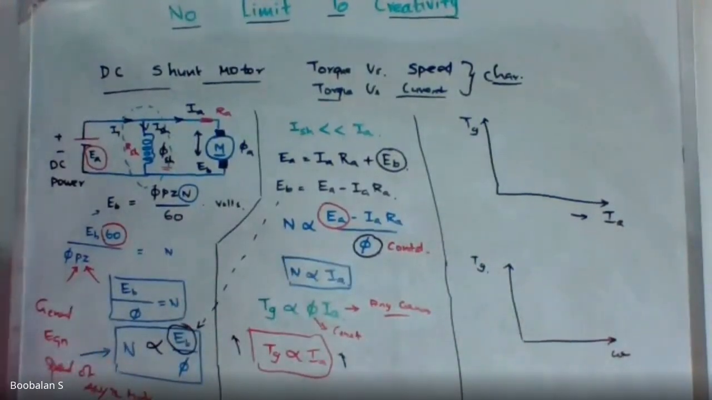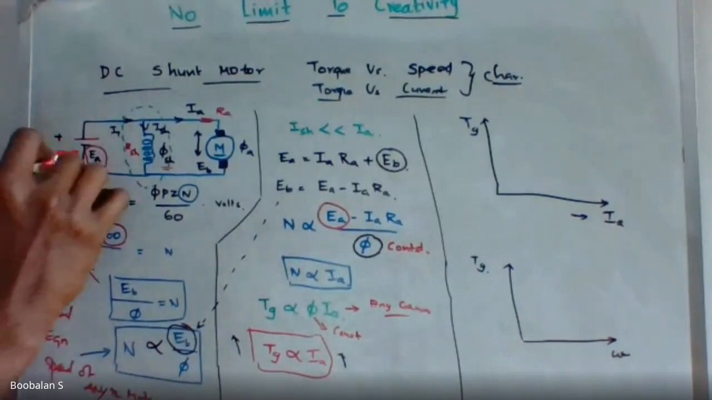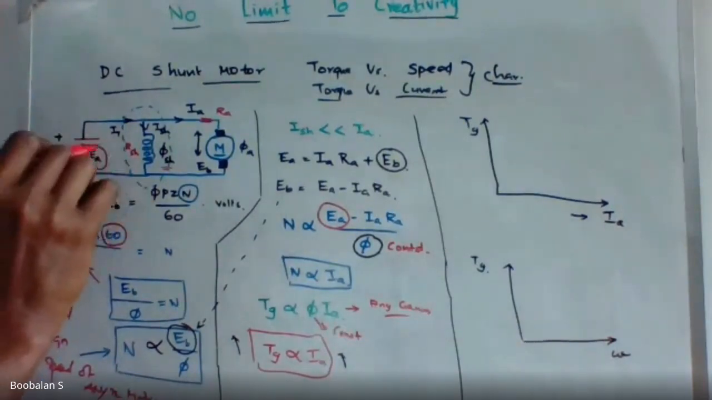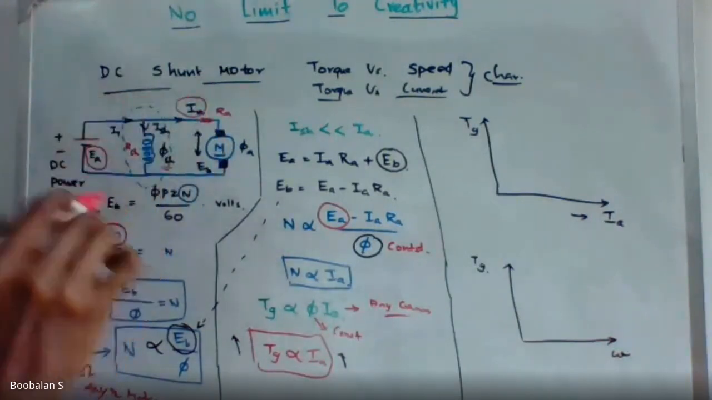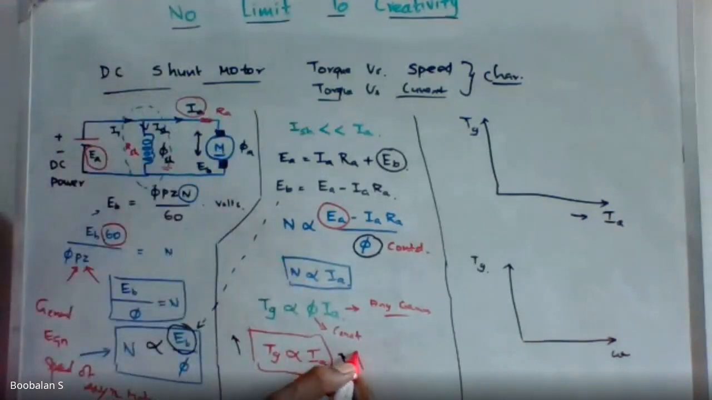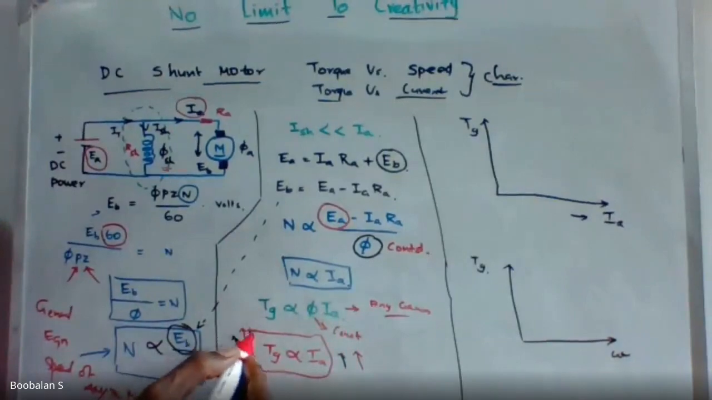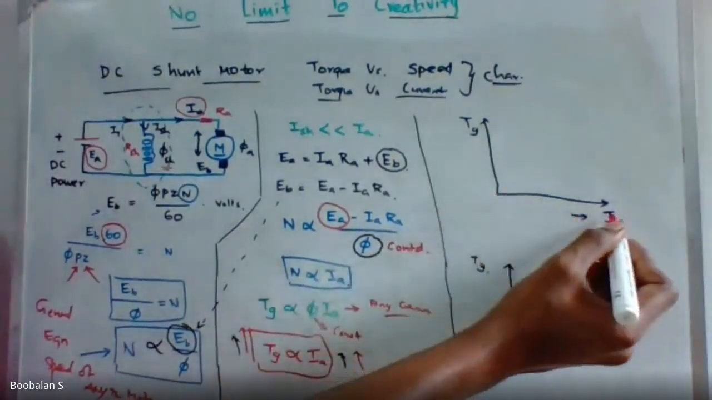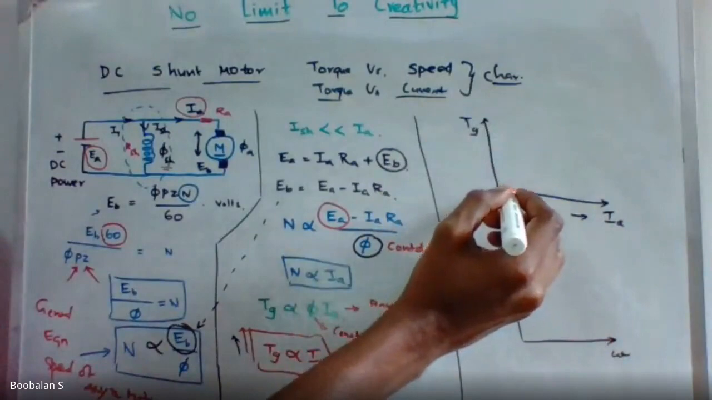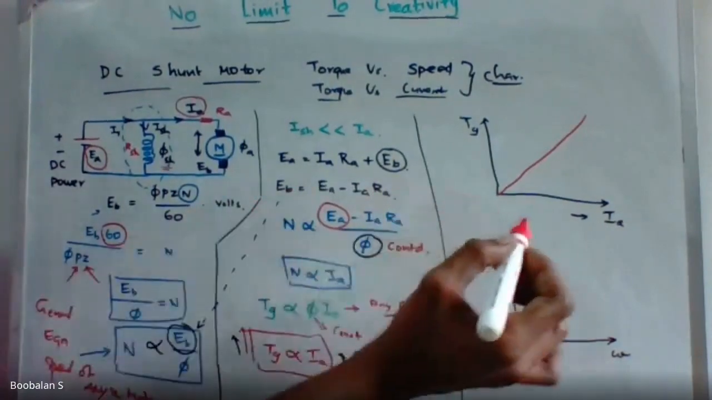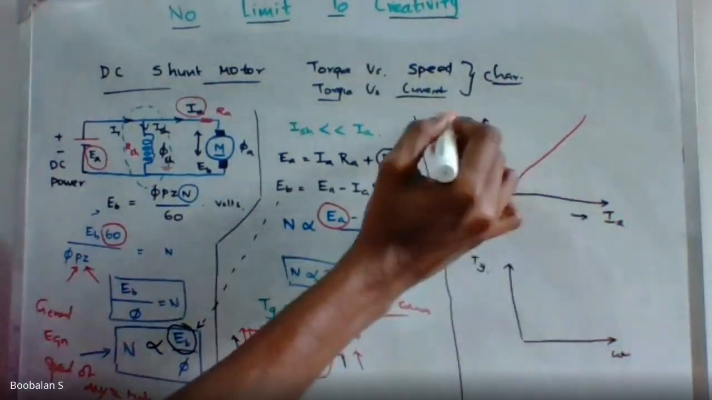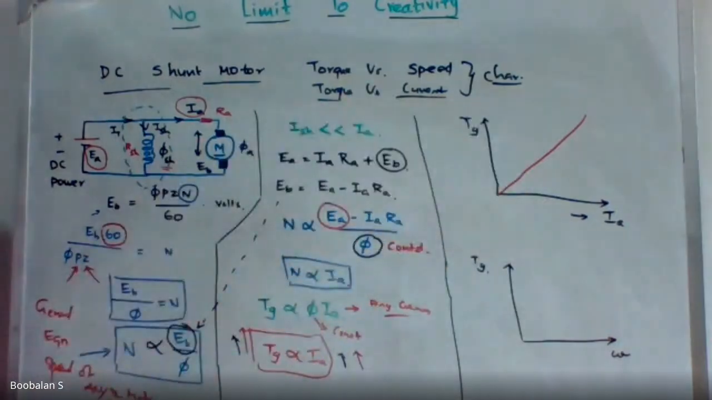So let's see what the motor is going to do. If I have a constant power and I increase the input voltage, the input voltage changes the input current, so IA changes. If IA changes, increasing linearly, TG automatically increases, right? As IA increases, TG also increases linearly. That's why the graph looks like this. By increasing the input current gradually, you can also achieve gradual torque, right?